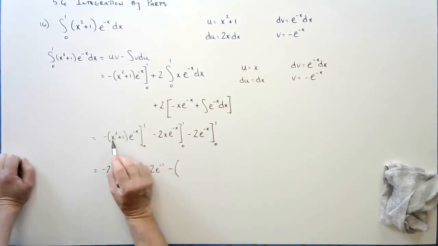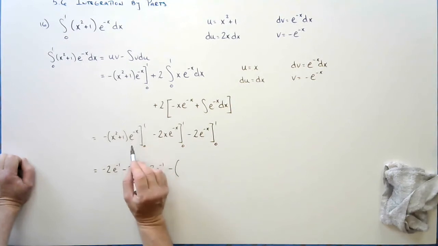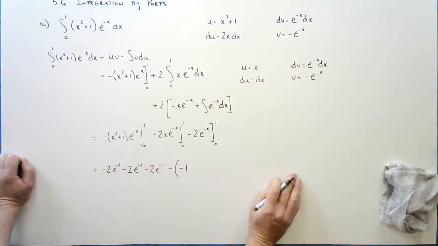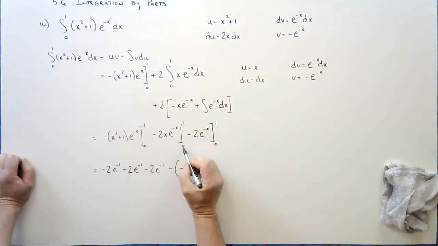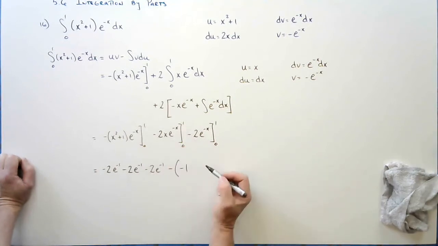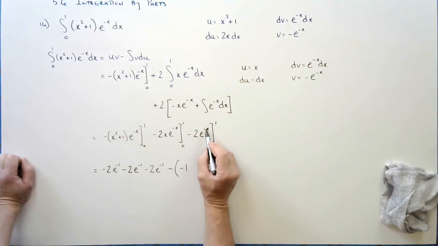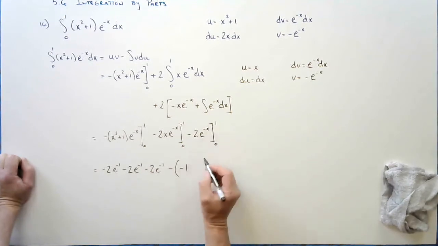We're going to plug the 0 in here. We get 0 squared, that's 0, plus 1 is 1. E to the 0 is going to be 1. Don't lose this negative sign. We're going to get negative 1. Here we're going to plug in 0 for x. So negative 2 times 0, that's going to be 0, so that term goes away. Here we have a negative 2, and we have 0 here for x. That's e to the 0. That's 1, so that's going to be negative 2.